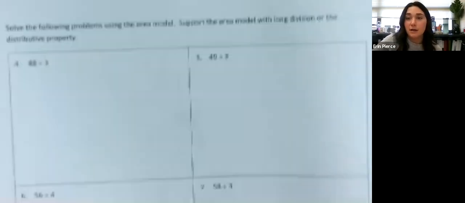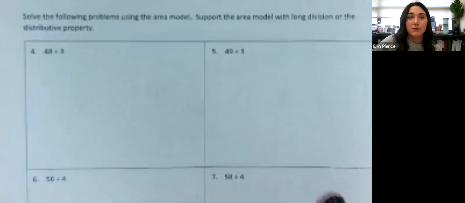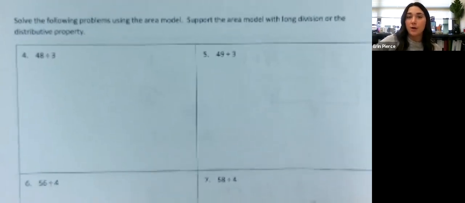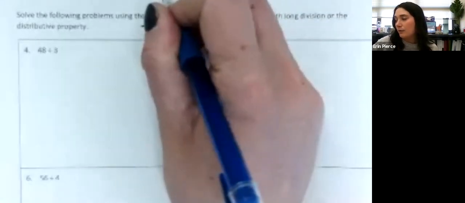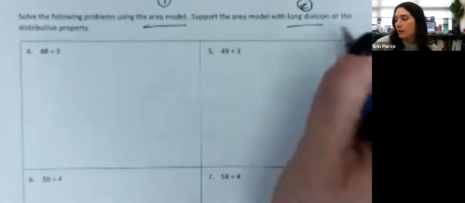What I would like you to do is, you don't have to do area model. I'm changing the directions on page 138. What I would like you to do is you're going to solve the following problems using either area model, long division, or distributive property, which is the number bond.